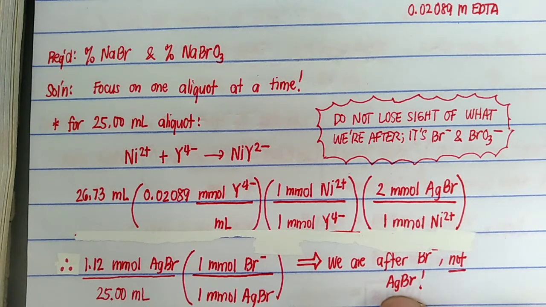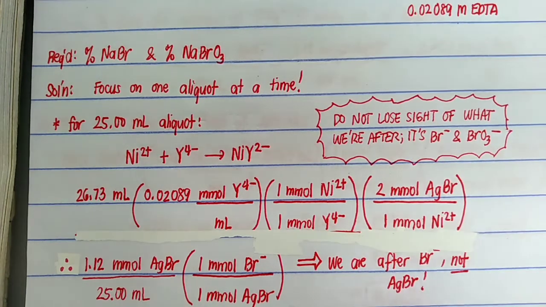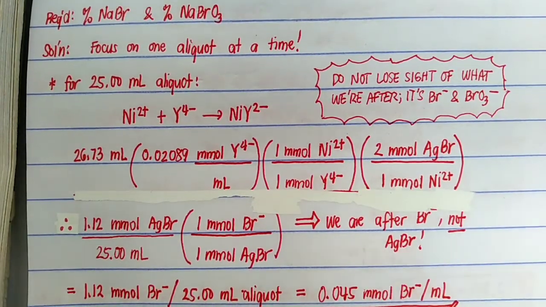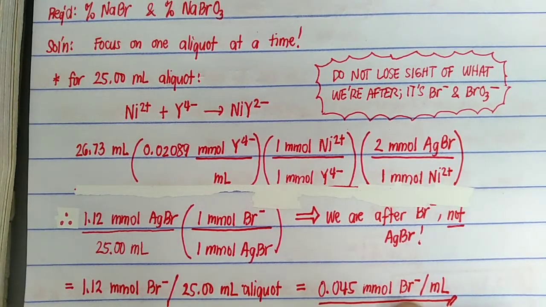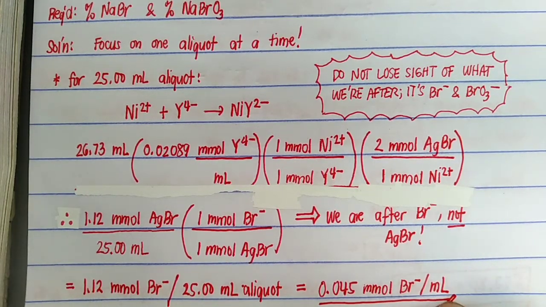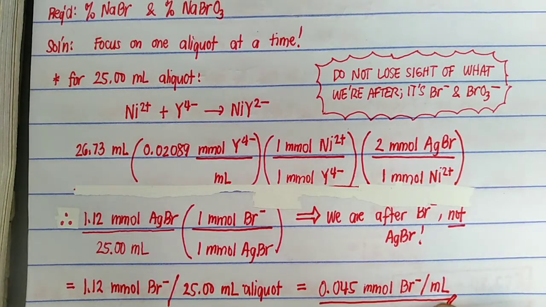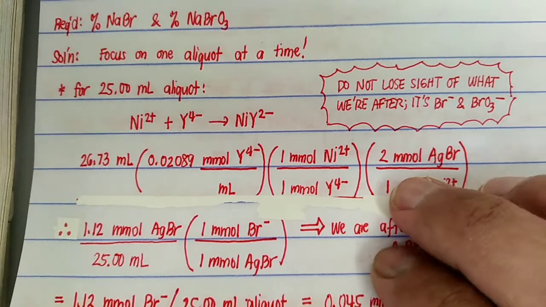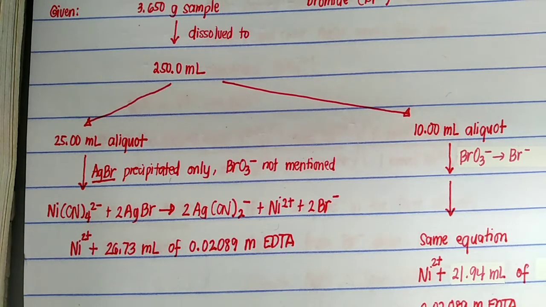After all, it's not really the HgBr we're after. What we're after is the Br minus. So from this, we're able to compute that there is 0.045 millimoles of bromide ion for every ml of our aliquot. This is one of the things we're after. So that's why I've already underlined it for us to use later. So we've done all that we can for the 25 ml aliquot.